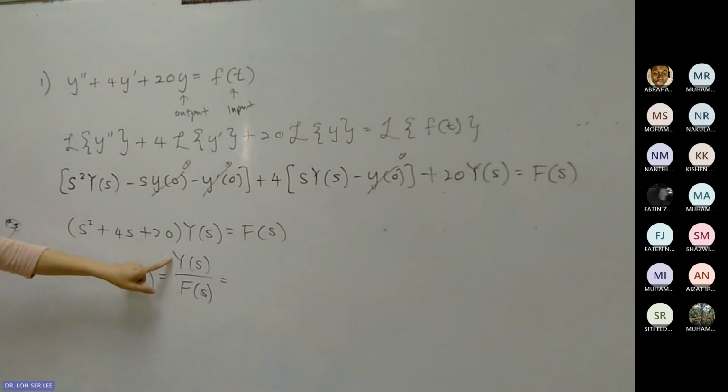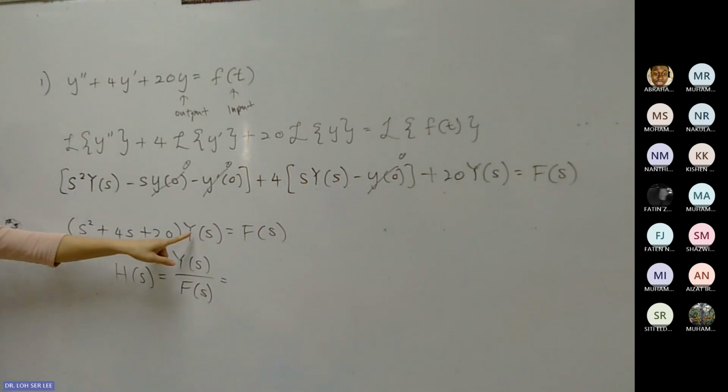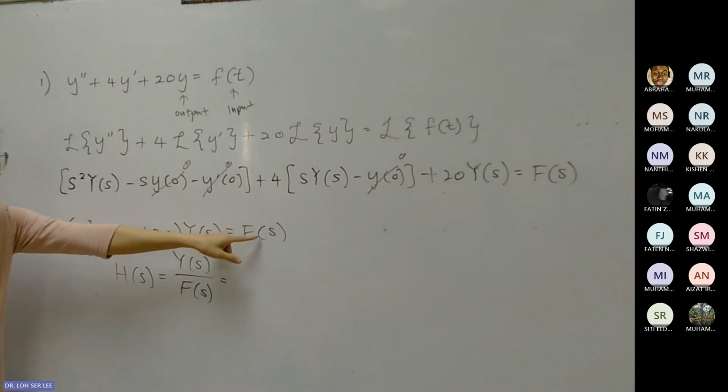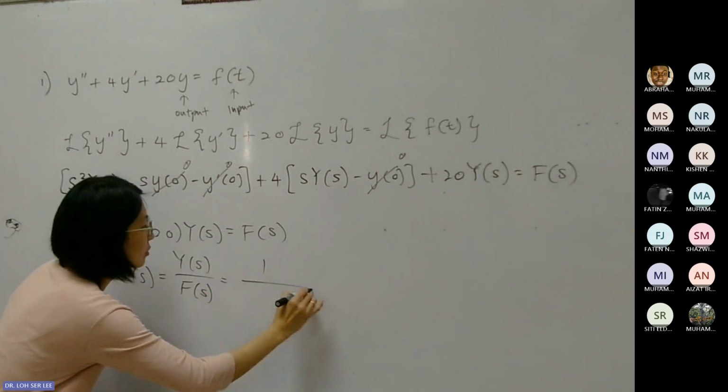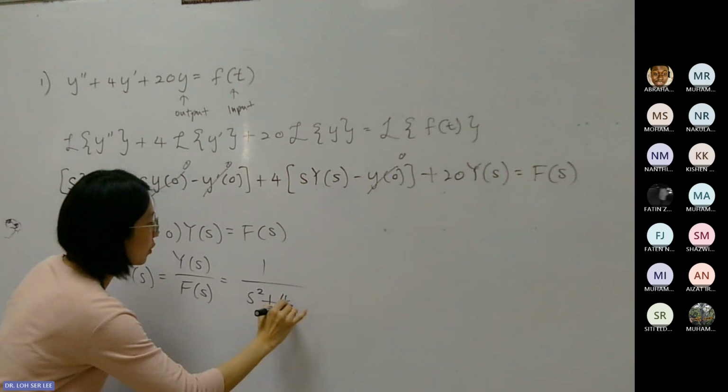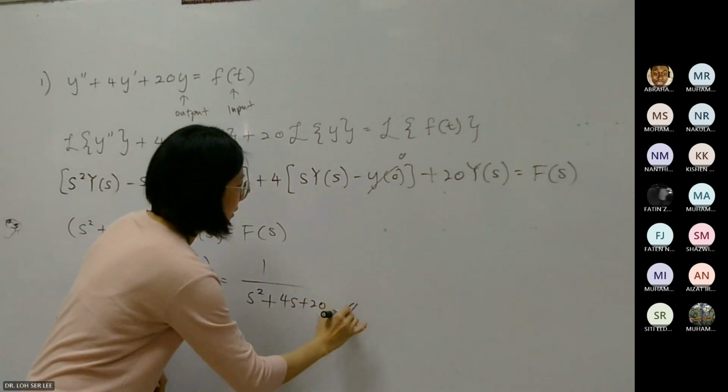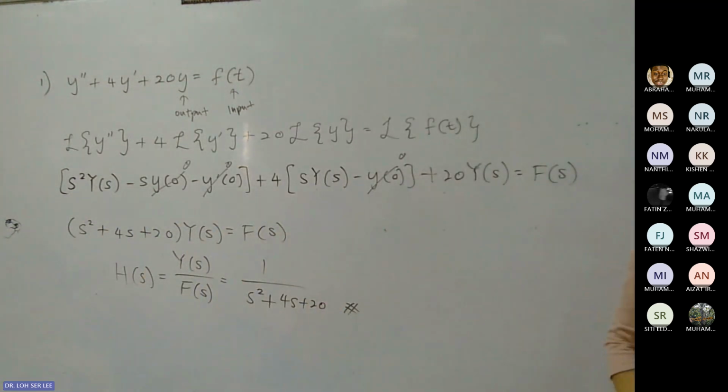So to get Y over F, it means that F you bring to the left, there will be 1 here. Then this one you move to the right. So you have 1 over s squared plus 4s plus 20. This is the transfer function.